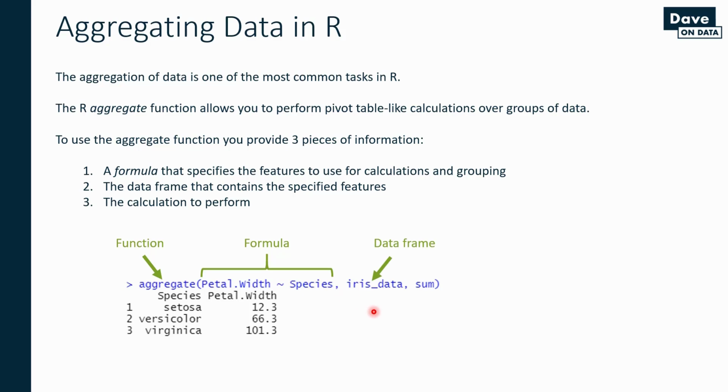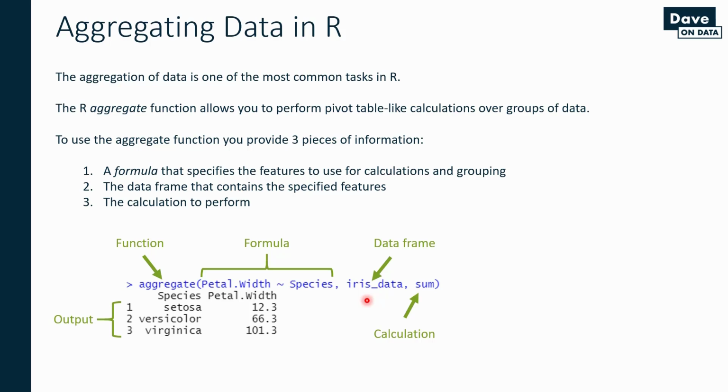Next up, we have the data frame. This is the object that holds all the data that we are aggregating, that we're pivoting. And then lastly, you have the calculation that you would like to run. And I'm telling R, I would like you to use the sum function, please. So sum up petal.width by species using the data in the iris_data data frame. And of course, this is the output.